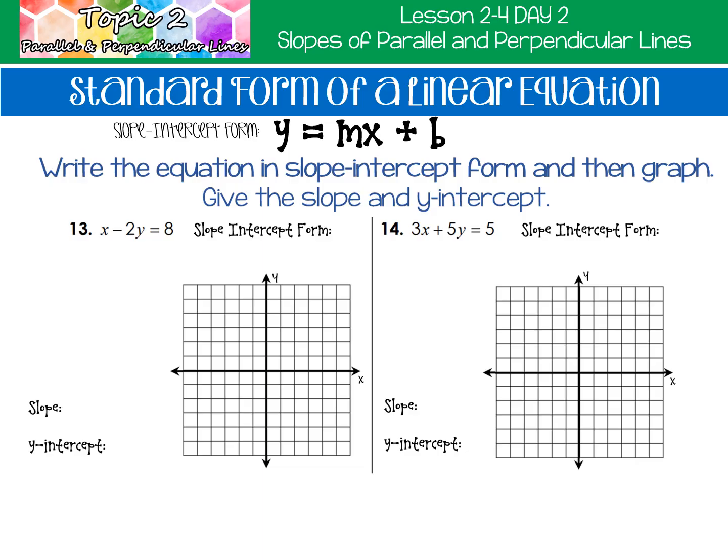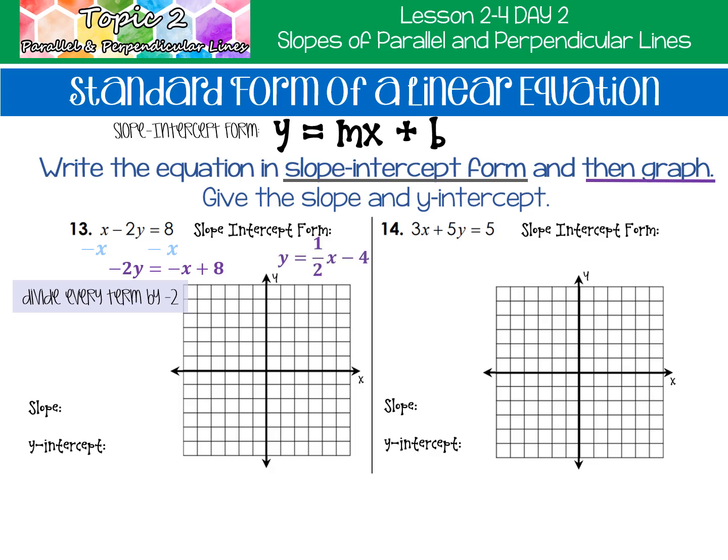Slope-intercept form. Now we have an equation. It is in standard form. Let's switch it to slope-intercept form, and then we have to graph it. So x minus 2y equals 8. Get the y alone. So subtract x on both sides. You get negative 2y equals negative x plus 8. Divide everything by negative 2.